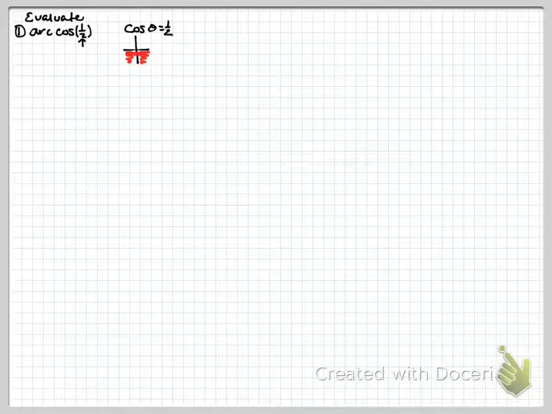So in my mind, I'm going to think, where is cosine of theta equal to 1/2? Now remember the restrictions for cosine. It can't go in either the third or the fourth quadrants. Those are our no-fly zones. So we can't go anywhere down here. We have to stay on top of that x-axis. That would put cosine of my theta over here. And that's going to be pi over 3.